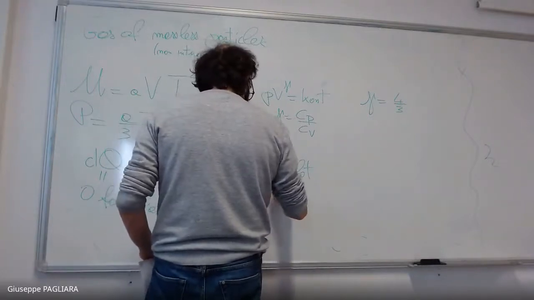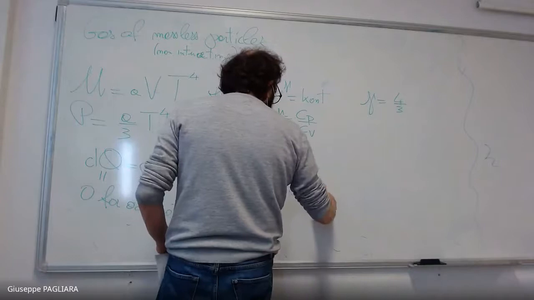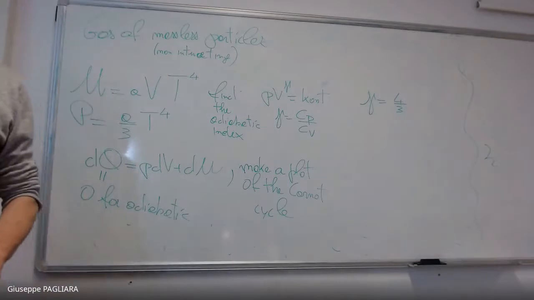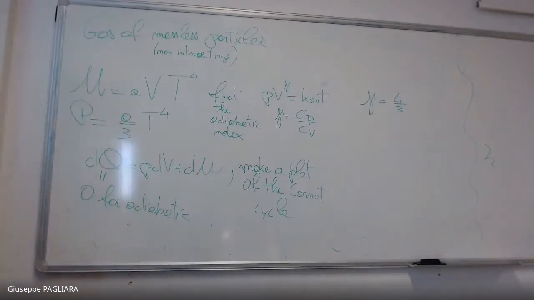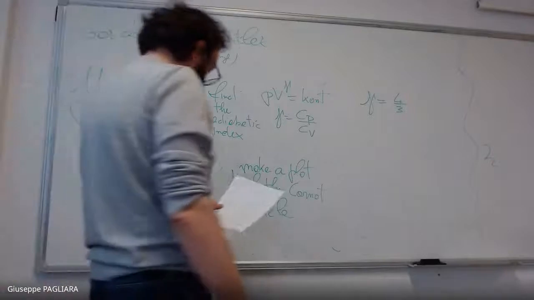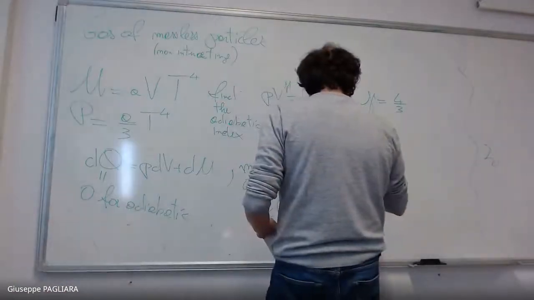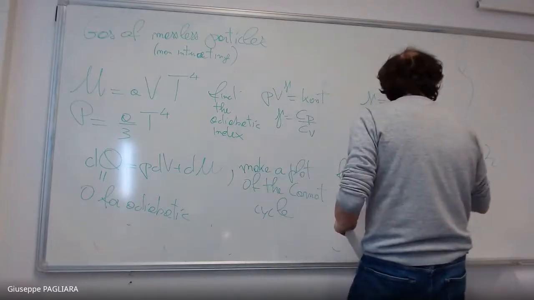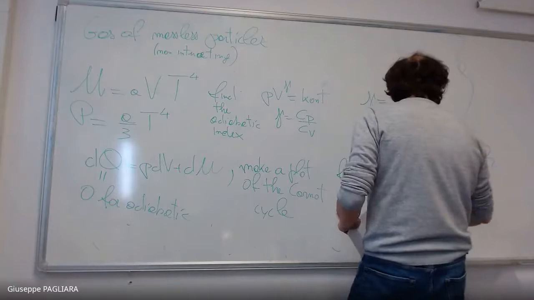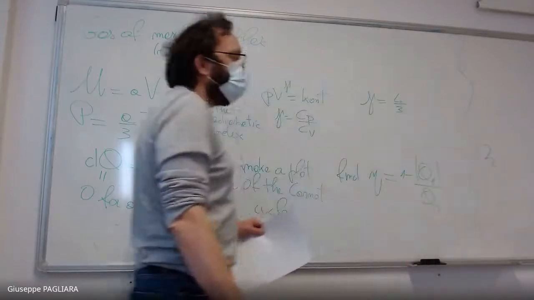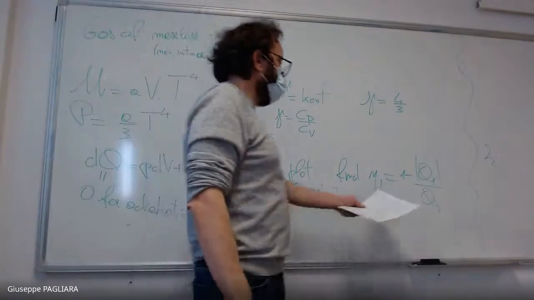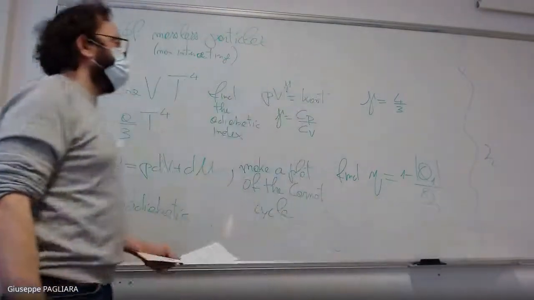of the corresponding Carnot cycle, which is made of 2 adiabatic and 2 isothermal lines, and find the efficiency. The efficiency is, I remind you, 1 minus the absolute value of Q1, which is the heat provided from the system to the thermal reservoir, and Q2 is the heat absorbed by the system.